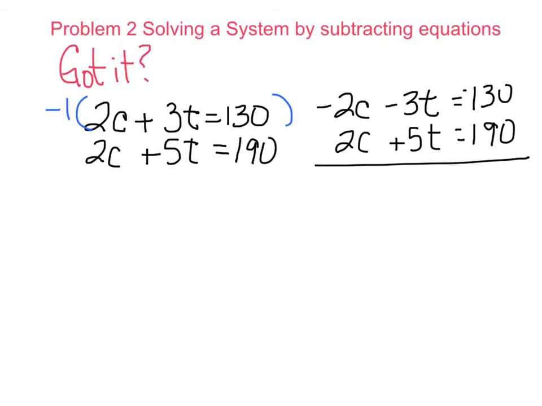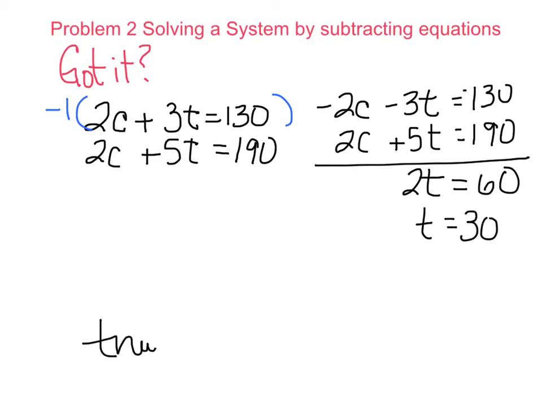Now I add them. The C's cancel. 2T equals 60. That means T equals 30. So we know trucks, there's 30 of them. Now cars.